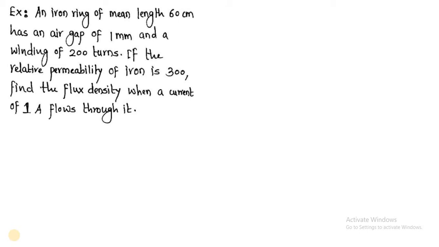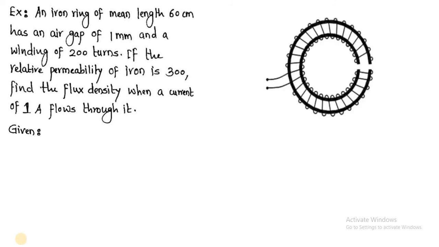It means when we want to find out the length of iron ring, that is Li, this will be equal to the total length of iron ring minus the length of air gap. Now see the next part: and a winding of 200 turns. If the relative permeability of iron is 300, find the flux density when a current of 1 ampere flows through it. So the given ring is in this form.